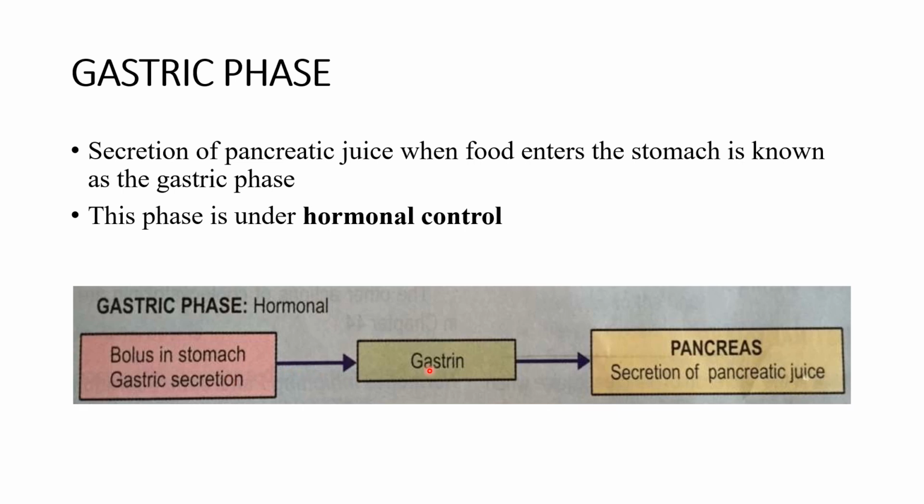And the hormone responsible is gastrin, which is secreted from the antral G cells. It is released into the blood. While reaching the pancreas, it stimulates the acinar cells and produces a low volume, high enzyme pancreatic secretion. And neural control is by vagal stimulation, which occurs by the distension of the body of the stomach, resulting in secretion of low volume pancreatic juice.